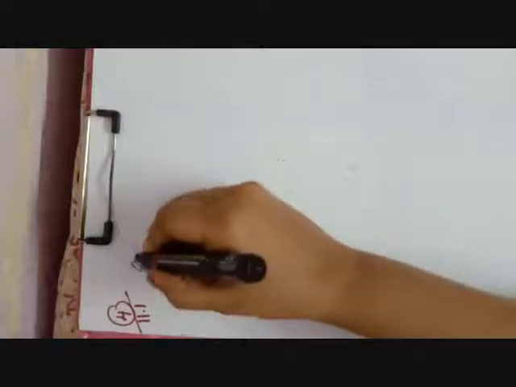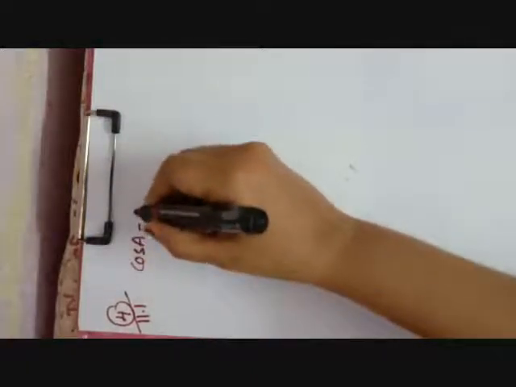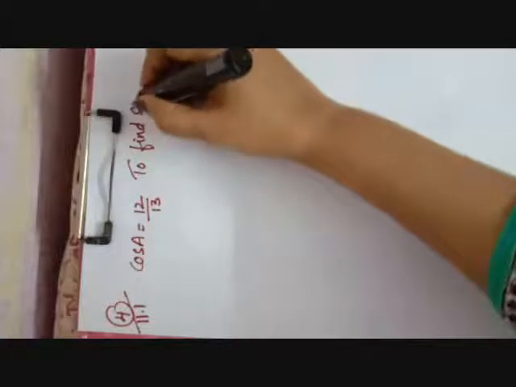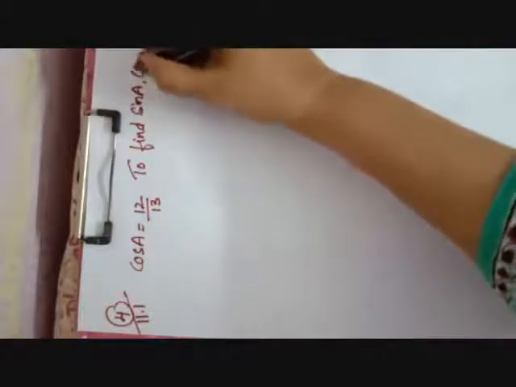Next problem, problem number 4. I'll just read the question for you all. Fourth problem, exercise 11.1: if cos A is equal to 12 by 13, what we have to find is sin A and tan A.